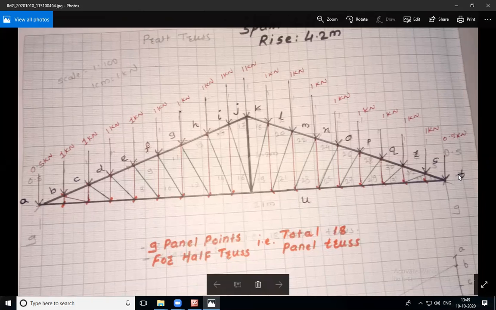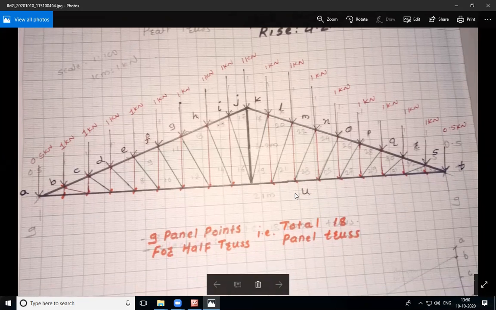So if you consider T to U, there is one reaction, isn't it? How much reaction? 9 kilonewton. So this whole span is having only one notation, that is U. Next, again consider from U to A, isn't it? If you consider from U to A, there is one reaction of 9 kilonewton, isn't it? So that 9 kilonewton reaction is between U to A. Okay, so again we can say there should be only one load. Now these are the outer notations.